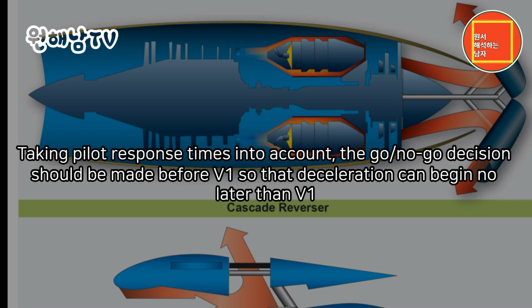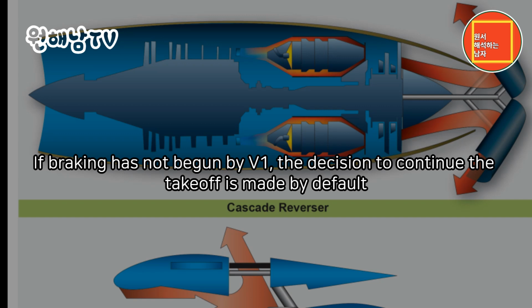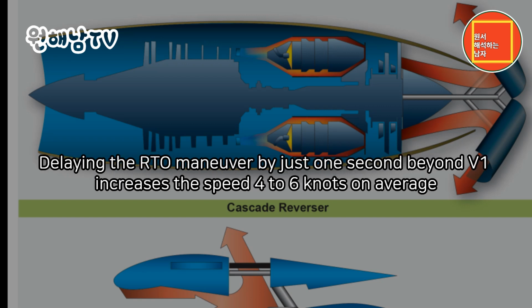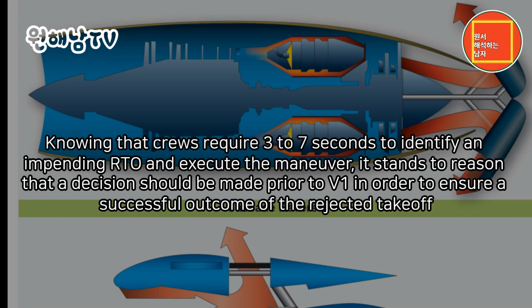Taking pilot response times into account, the go-no-go decision should be made before V1 so that deceleration can begin no later than V1. If braking has not begun by V1, the decision to continue the takeoff is made by default. Delaying the RTO maneuver by just 1 second beyond V1 increases the speed 4 to 6 knots on average. Knowing that crews require 3 to 7 seconds to identify an impending RTO and execute the maneuver, it stands to reason that a decision should be made prior to V1 in order to ensure a successful outcome of the rejected takeoff.